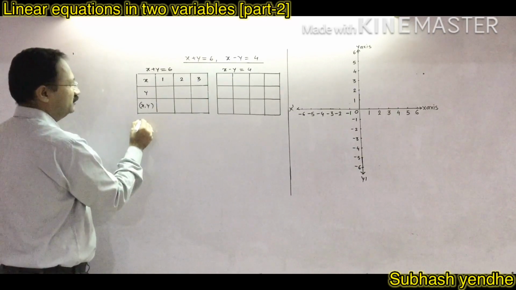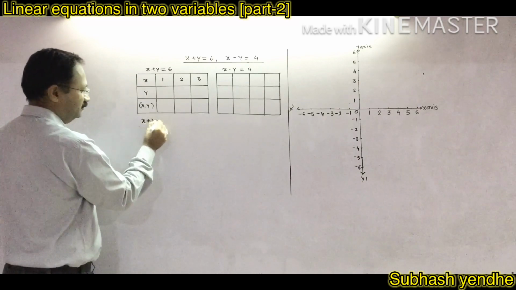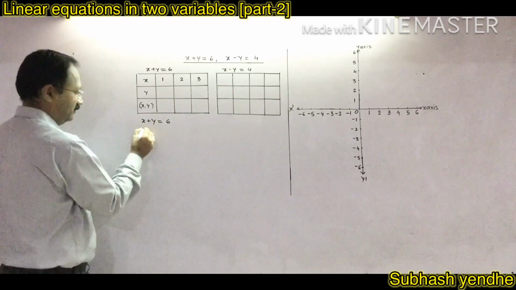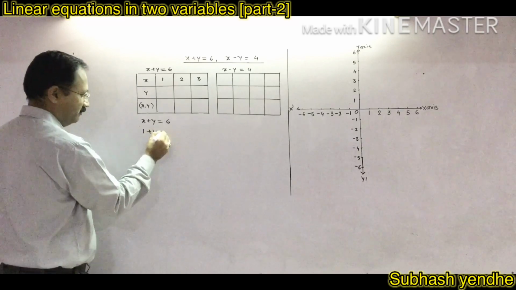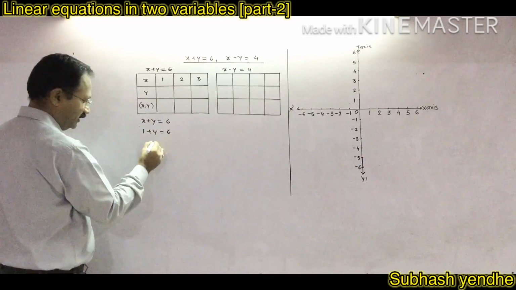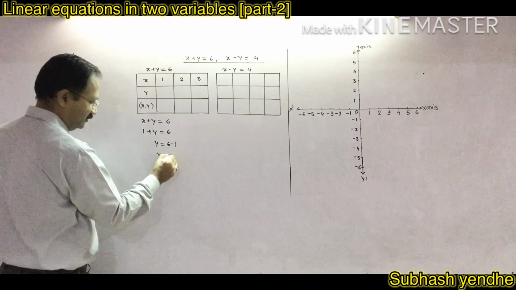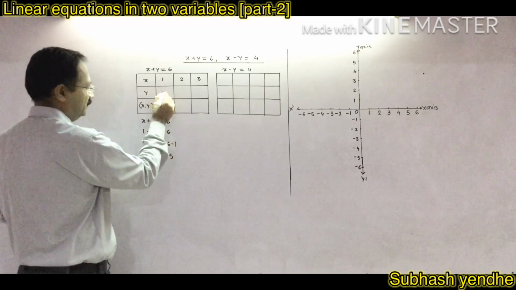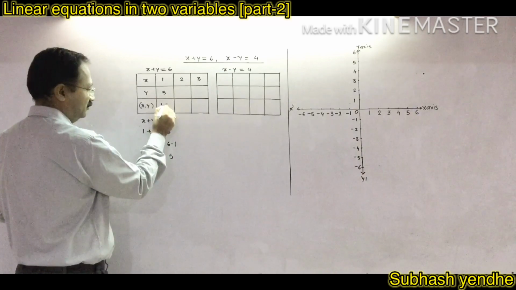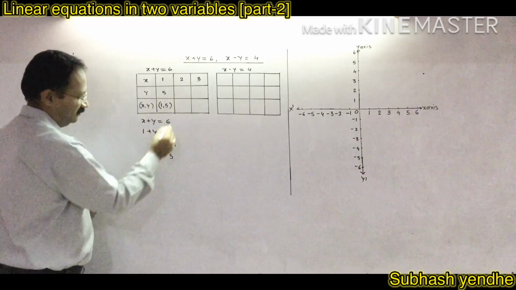Now if I substitute these values in x plus y equal to 6, if x is 1, then 1 plus y equal to 6. So 1 goes on that side. What do you get? 6 minus 1, so y equals 5. So here you have to write 5. The coordinates are 1 and 5.